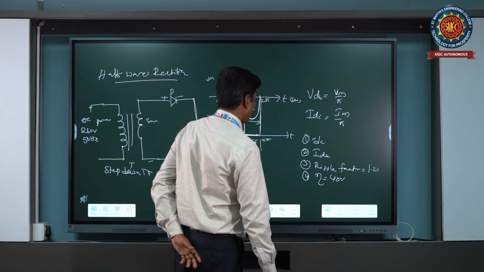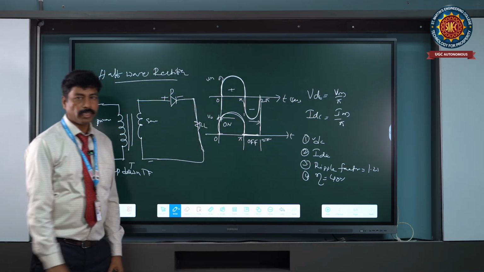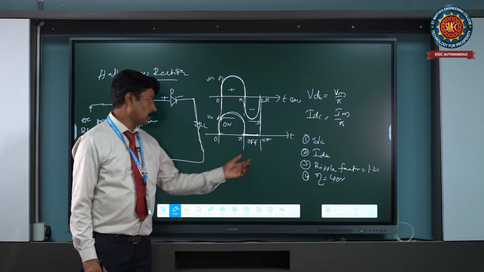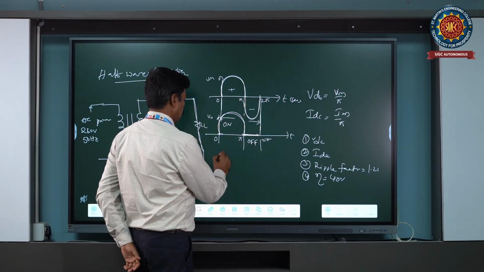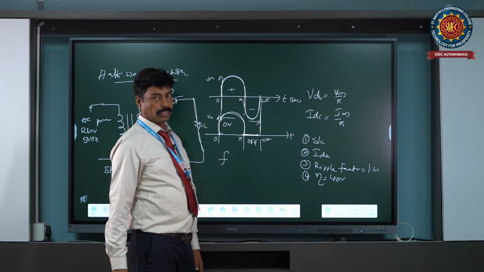Another important parameter is the frequency of the output, that is the output frequency f of the half-wave rectifier.